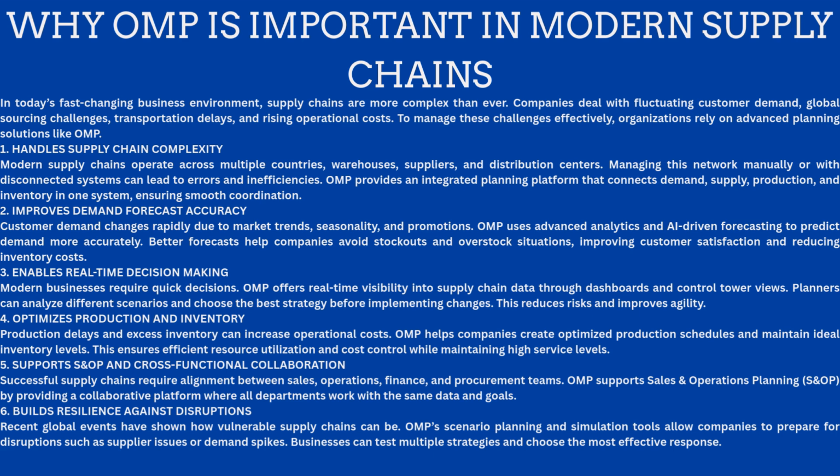3. Enables real-time decision-making. Modern businesses require quick decisions. OMP offers real-time visibility into supply chain data through dashboards and control tower views. Planners can analyze different scenarios and choose the best strategy before implementing changes. This reduces risks and improves agility.